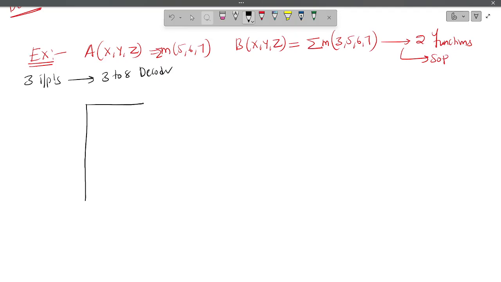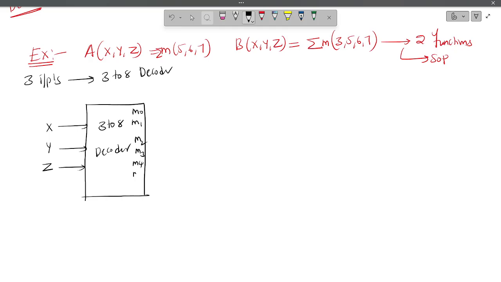First you draw the 3 to 8 decoder. Okay, so this is the 3 to 8 decoder. You take the three inputs. What are the inputs? These are x, y, z, and the decoder will produce one minterm for each output. So this is M0, M1, M2, M3, M4, M5, M6, and M7. So these lines you will connect like this.